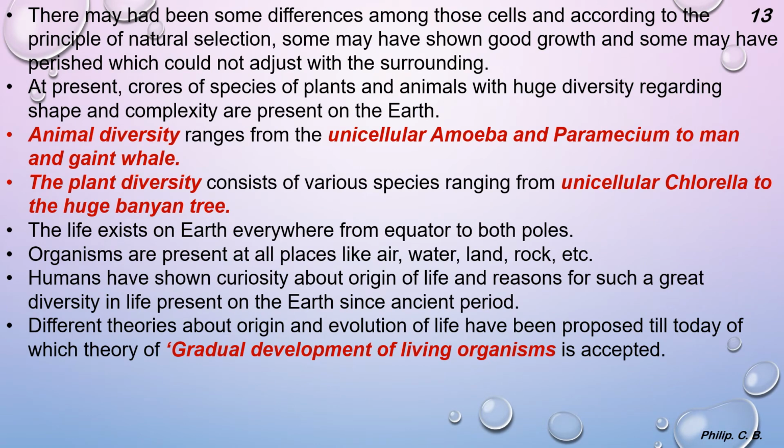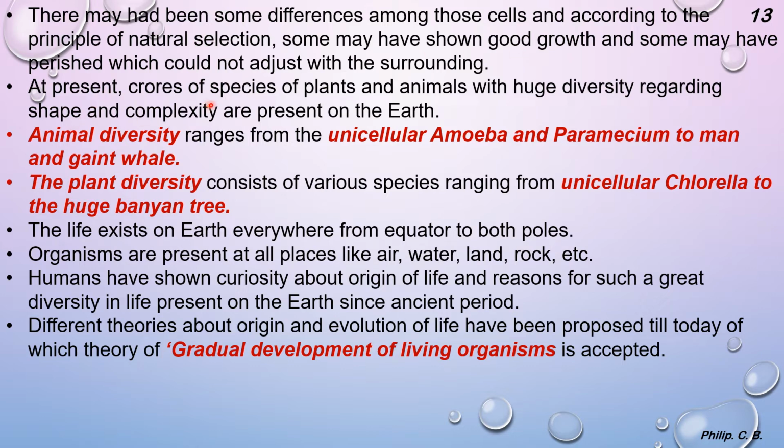Now moving further, there may have been some differences among those cells, and according to the principle of natural selection, some may have shown good growth, some may have perished, which could not adjust to the surroundings. That is what, as we learned earlier, the species which can adjust to nature, climate, and conditions survive with much better features, but the ones which cannot adjust perish or become extinct.